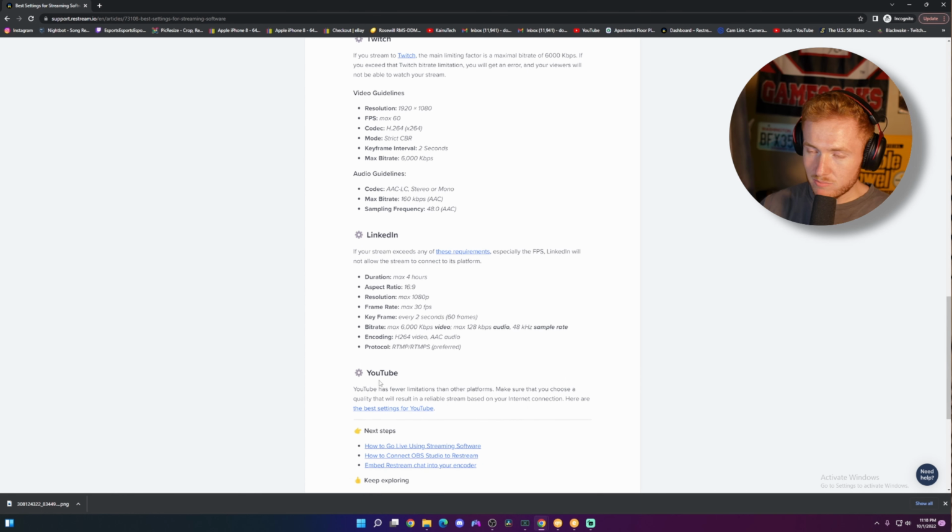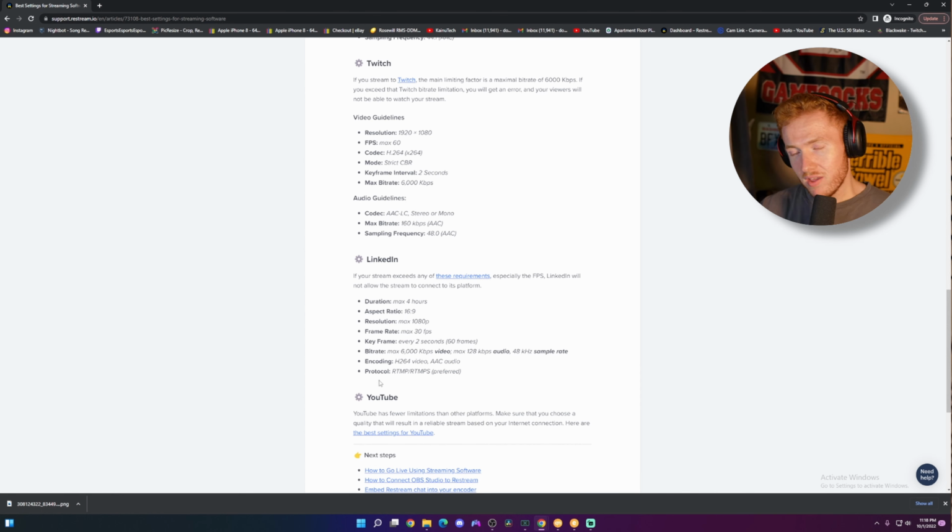It seems pretty standard. Most of them have pretty standard settings. It looks like it's 1080 at 60 FPS at 6,000 bit rate. Some of them you can only stream at 30 FPS, but for the most part, it seems 1080, 60 FPS at 6,000 bit rate. Some platforms go up to 9,000 and 12,000, but mainly 6,000.